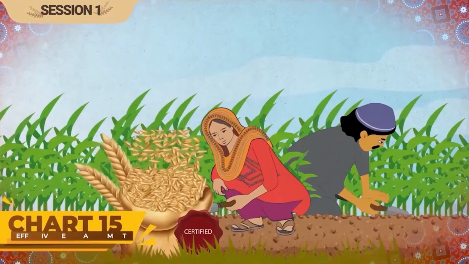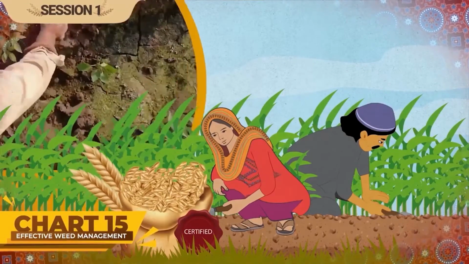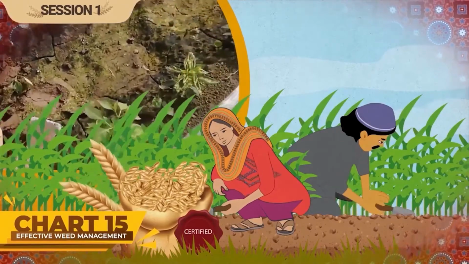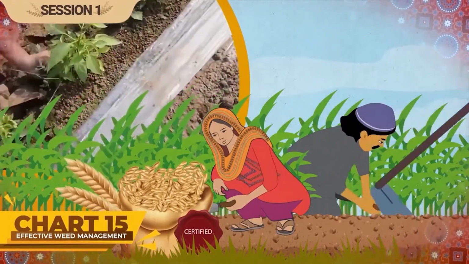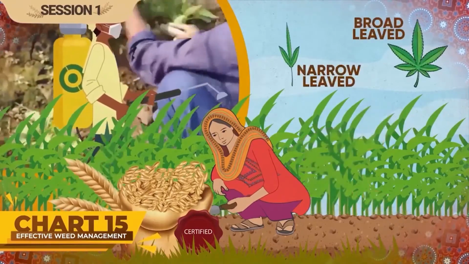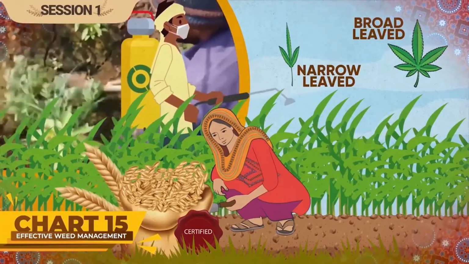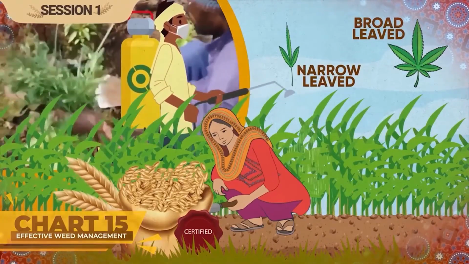Effective weed management. Always use certified, clean, and weed-free seed. Manual weeding, known as hoeing, is the best strategy. Use selective weedicides for broad and narrow-leaved weeds. Use wide-spectrum weedicides in case of both types of weeds.